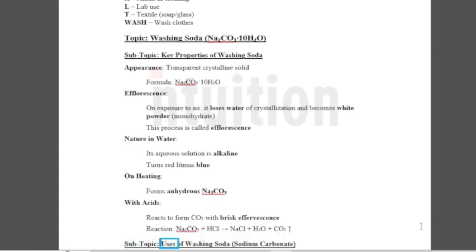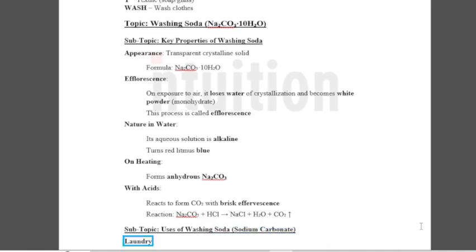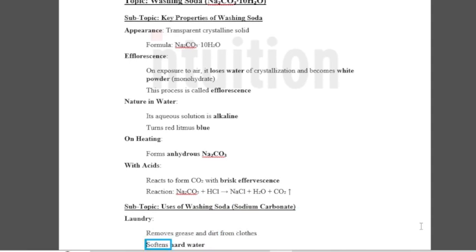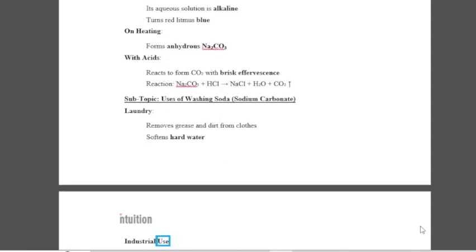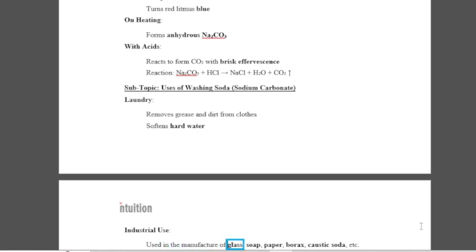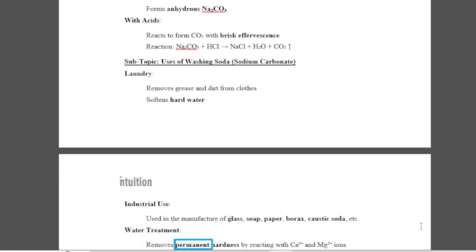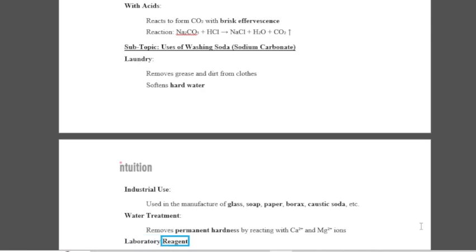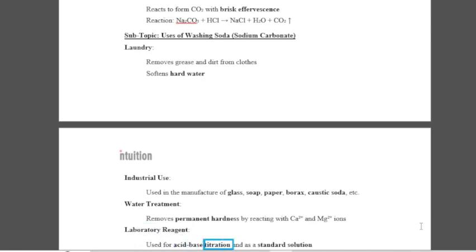Subtopic: Uses of washing soda. Sodium carbonate in laundry removes grease and dirt from clothes. It softens hard water. Industrial use: used in the manufacture of glass, soap, paper, borax, caustic soda, etc. Water treatment: removes permanent hardness by reacting with Ca²⁺ and Mg²⁺ ions. Laboratory reagent: used for acid-base titration and as a standard solution.